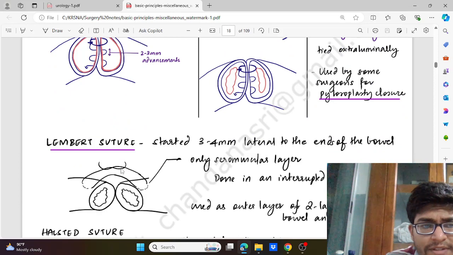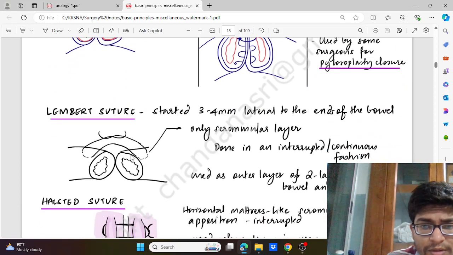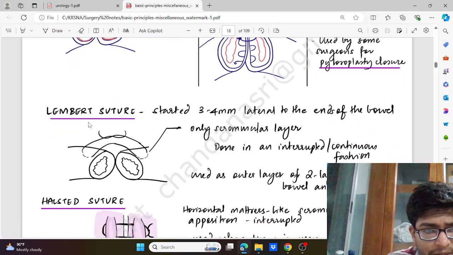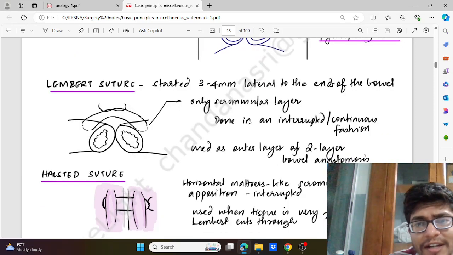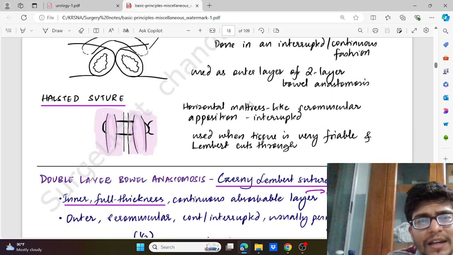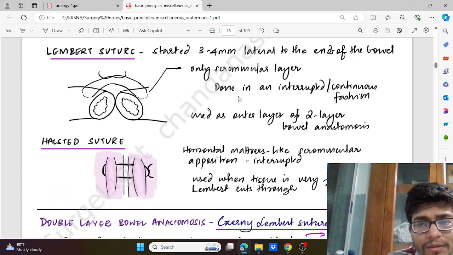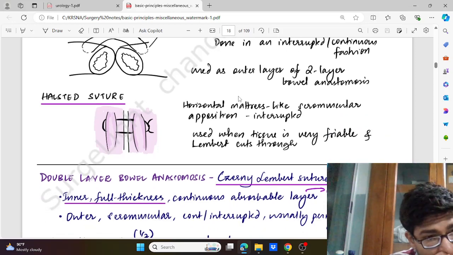Then the Lambert suture, which is commonly used for the seromuscular suturing in the second layer of the two-layer anastomosis. It is started 3 to 4 centimeter lateral to the ends of the bowel, and it is only taken seromuscular as we have discussed, generally done in interrupted or also can be done in continuous fashion, and is used as the outer layer of the two-layer anastomosis.